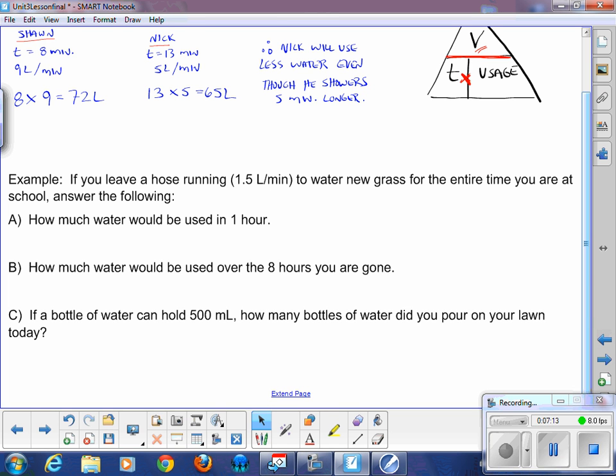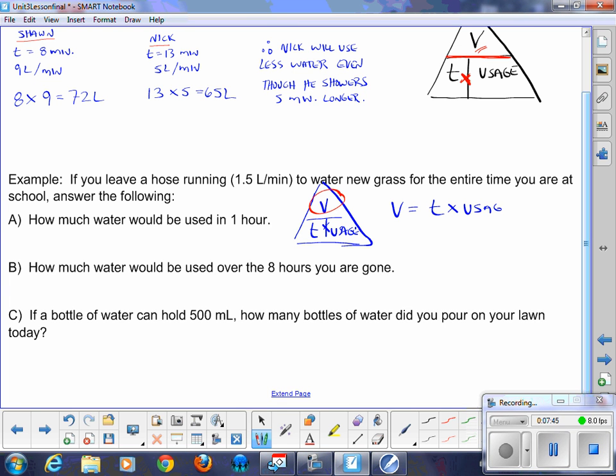So if you leave the hose running 1.5 liters per minute to water new grass for the entire time you're at school, answer the following. So how much water would be used in 1 hour? Well, we know that from that chart I just gave us here, time and usage, I'm looking for how much water, so I'm looking for a volume. So that means that I will need to do a time multiplied by usage.